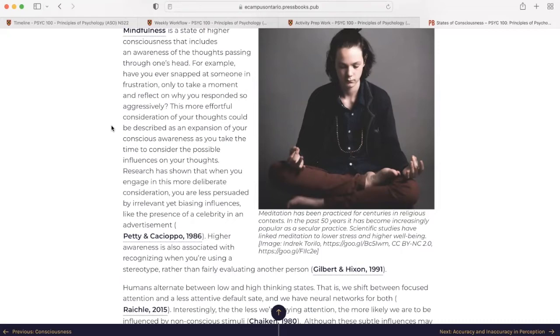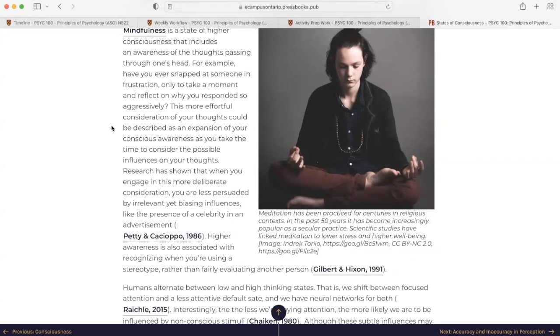Research has shown that when you engage in this more deliberate consideration, you are less persuaded by irrelevant yet biasing influences, like the presence of a celebrity in an advertisement. Higher awareness is also associated with recognizing when you're using a stereotype rather than fairly evaluating another person.